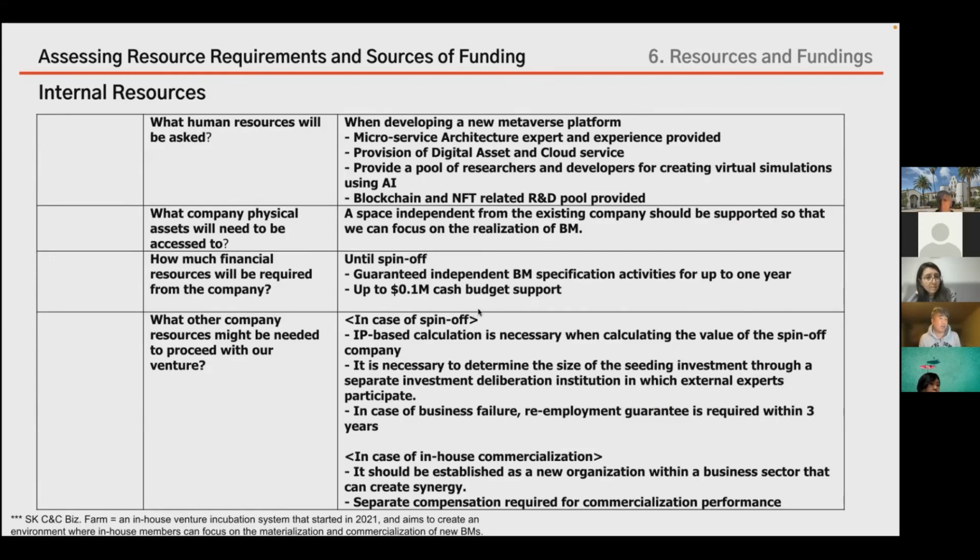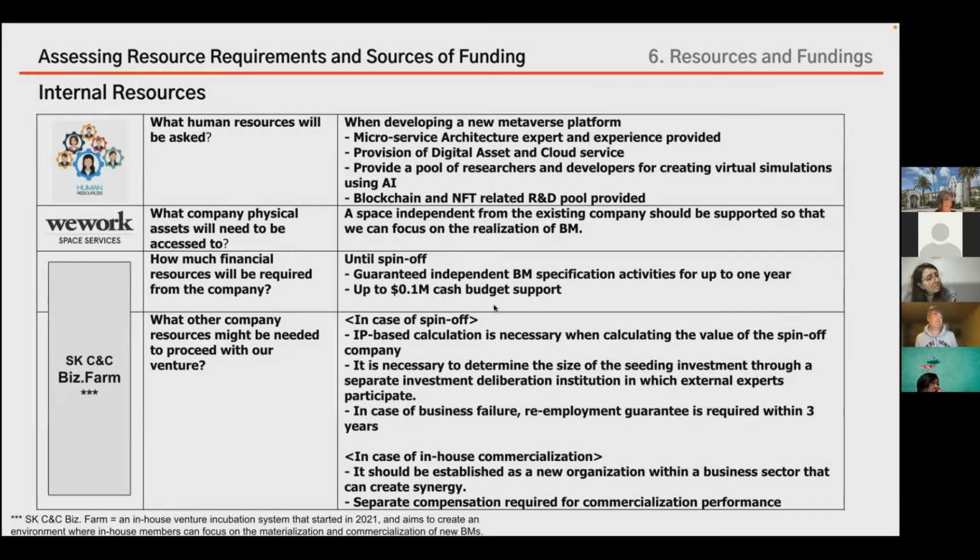And finally, I'm going to tell you about resources and funding. So internal resources, we need internal resources like microservice architecture expert and experience provided, and the provision of digital asset and cloud service, and to provide a pool of researchers and developers for creating virtual simulation using AI, and blockchain and NFT related R&D pool provided. And we also need a space independent from the existing company SKCNC. And we have a financial support until spin up and after spin up. And SKCNC has a system called BizFarm. So this system will help us.